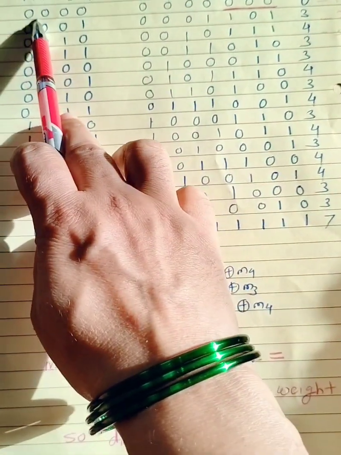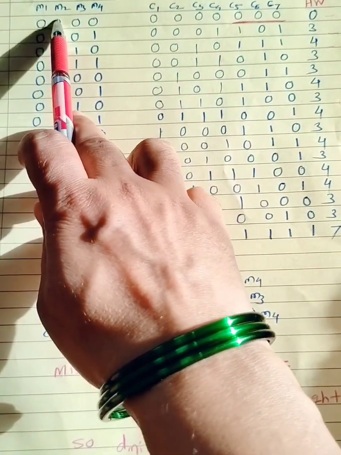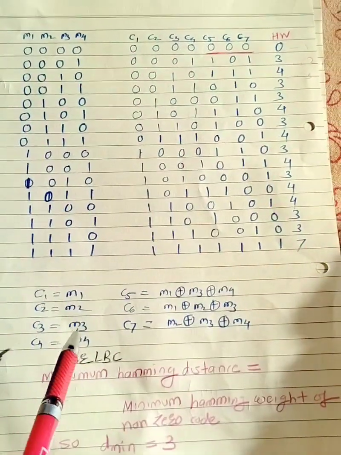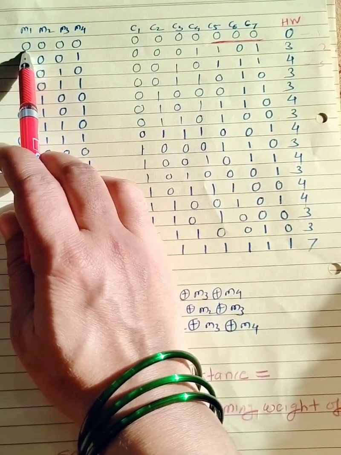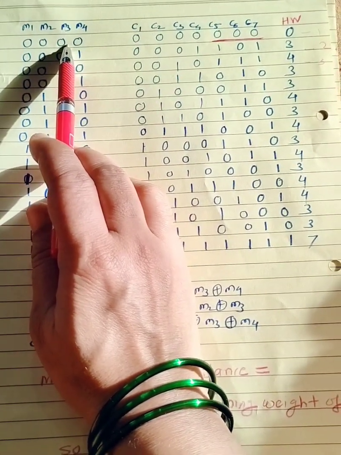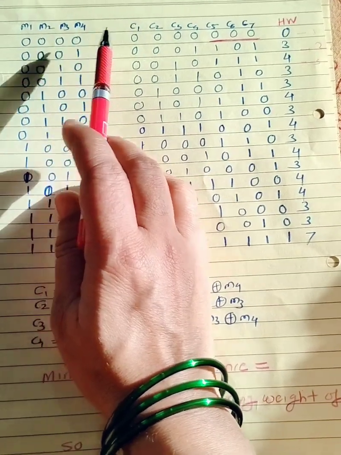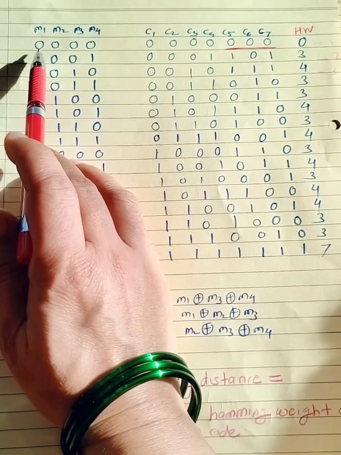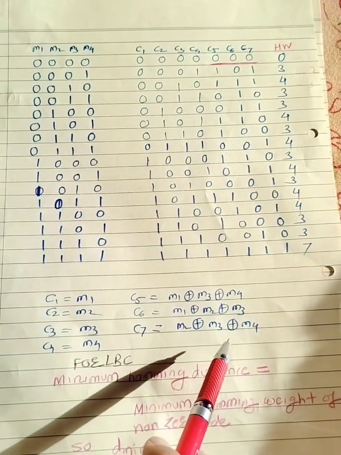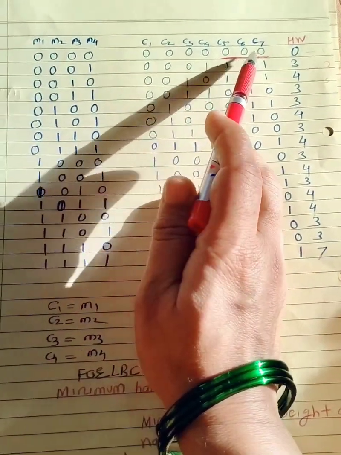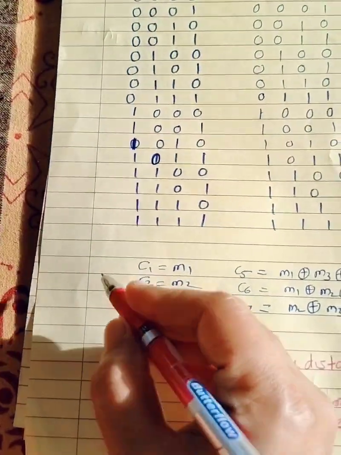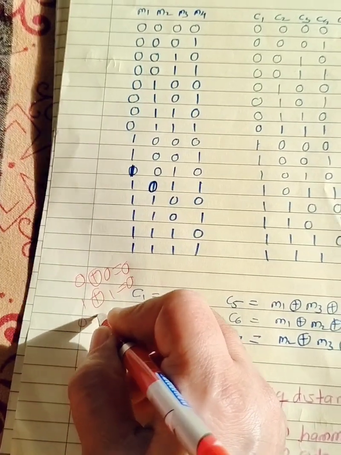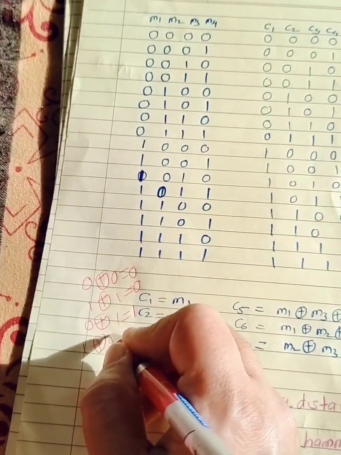C1 is M1, so write it as M1. C2 is M2, C3 is M3, C4 is M4. C5 is M1 XOR M3 XOR M4: 0 XOR 0 XOR 0 is 0. Then again C6 is M1 M2 M3, that means these three 0 0 0, so this is again 0. C7 is M2 M3 M4, 0 0 0, that will be 0. XOR, you know: 0 XOR 0 is 0, 1 XOR 1 is 0, 0 XOR 1 is 1, 1 XOR 0 is 1.